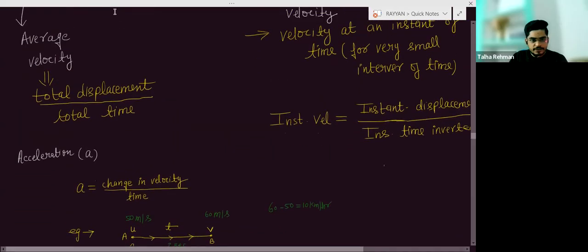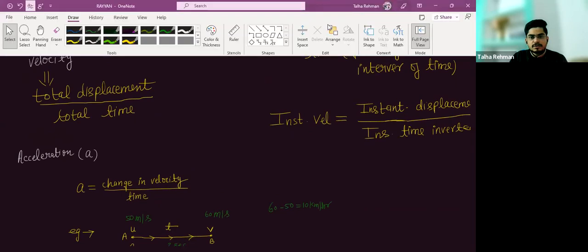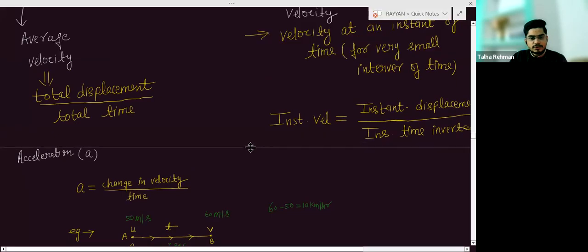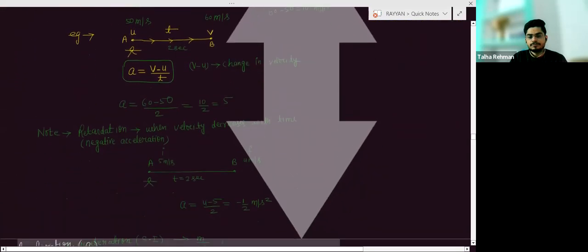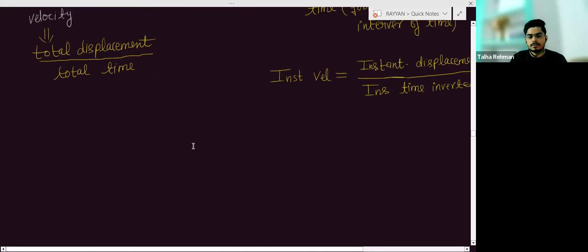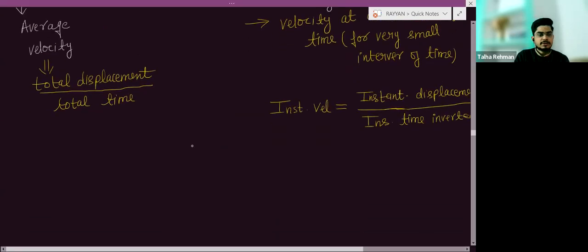Okay, now I will take one or two numericals so that you should understand it more clearly. Suppose there is a question.